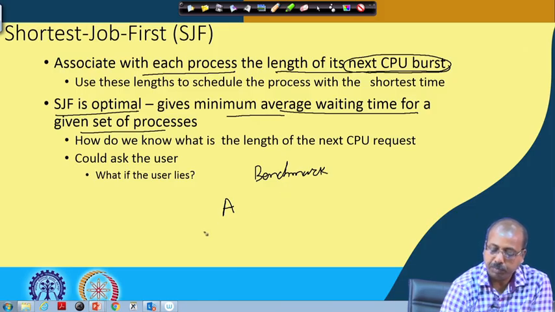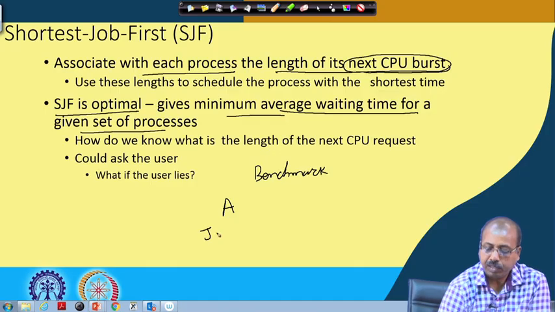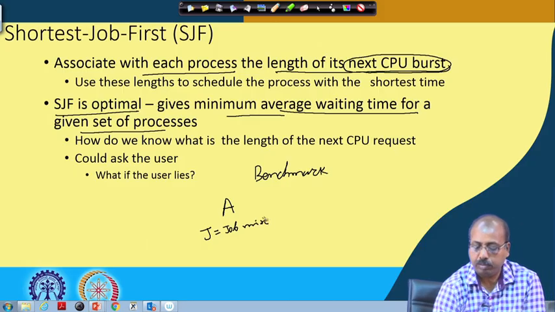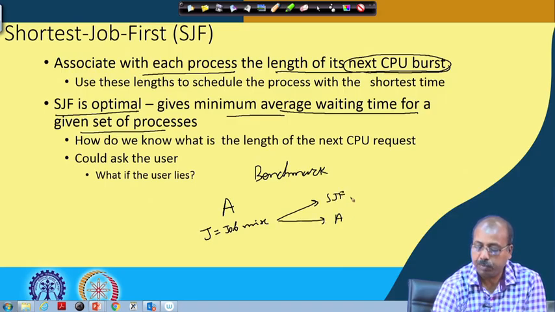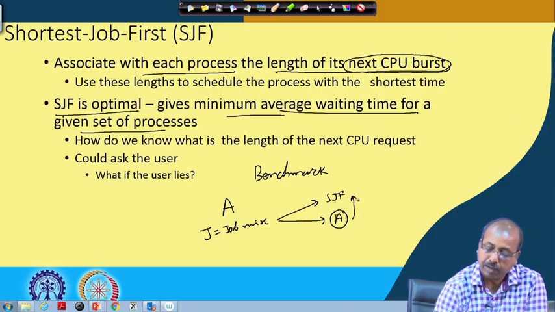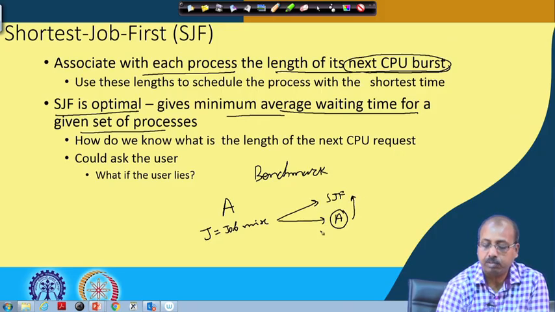We can take a job mix J. This job mix has a number of jobs, and for this set of jobs we can schedule following the SJF policy and following the algorithm A. Since SJF is optimal, the average waiting time that we get from A cannot be less than that of SJF. It can at most reach the value of SJF, but it cannot be less than that. How close is your value to the average waiting time returned by SJF? That gives the goodness of the algorithm A or the policy A.